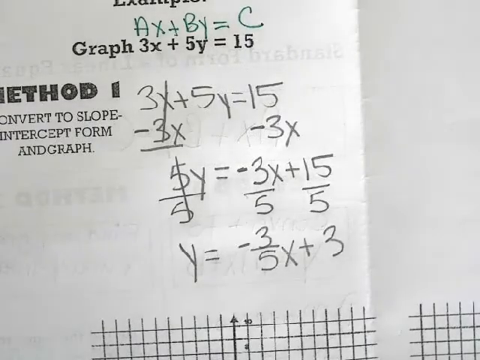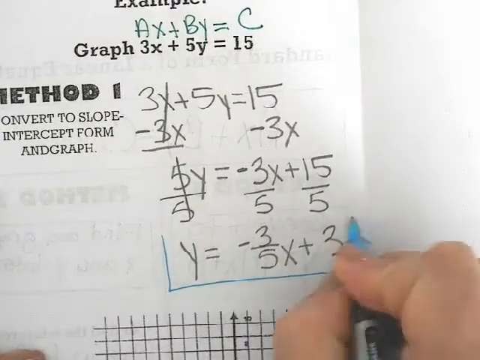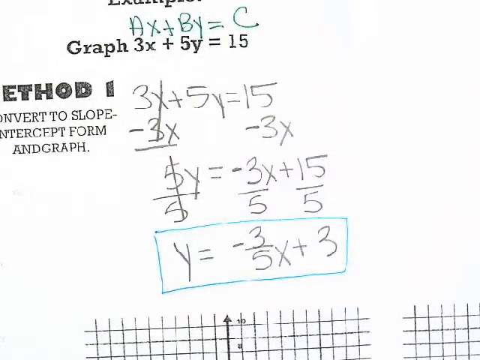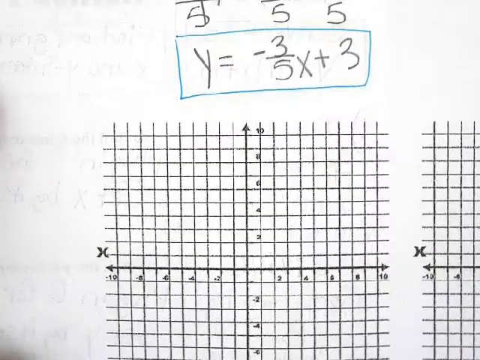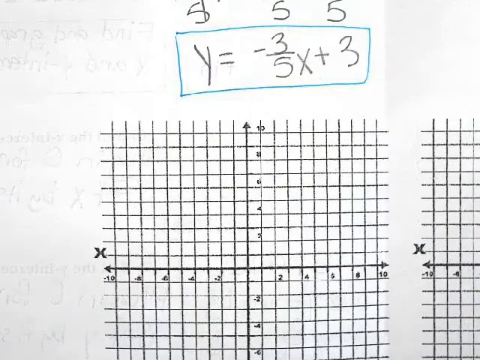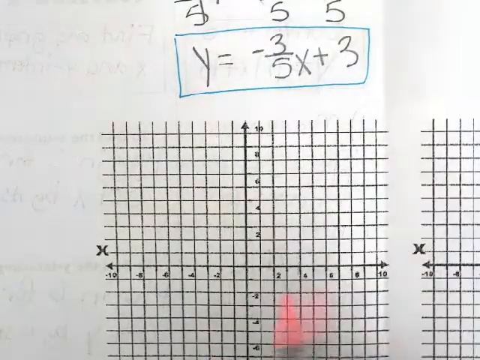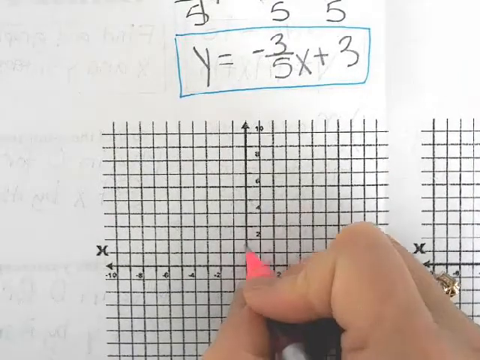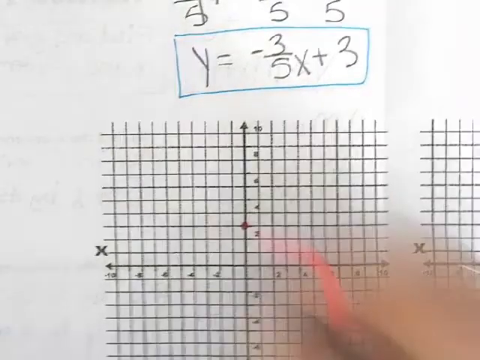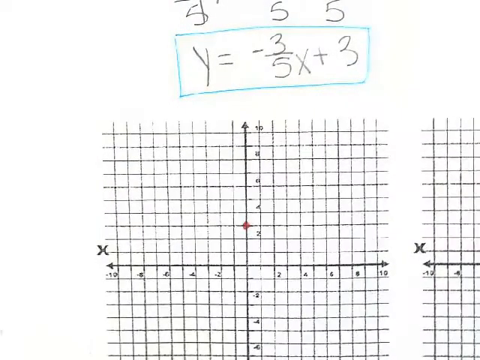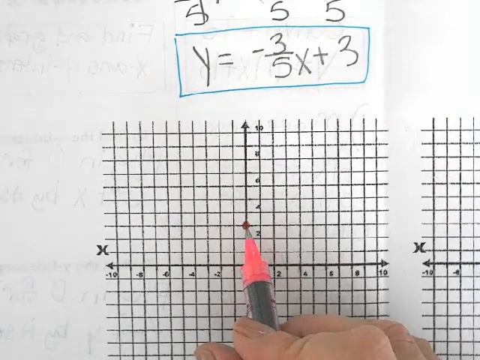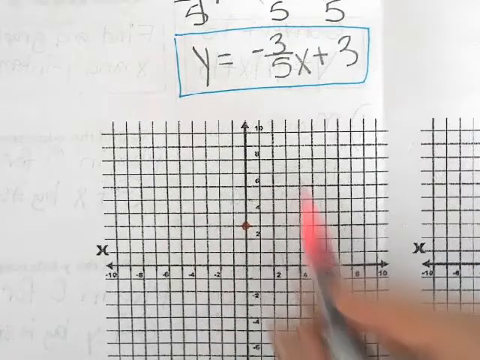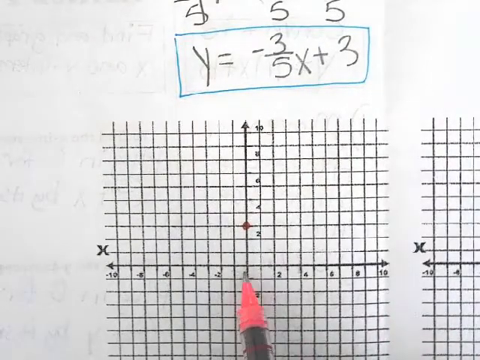So then, once I have it in slope-intercept form, whenever I'm graphing slope-intercept form, I always plot my y-intercept first. So my y-intercept is at 3. So I'm going to look at the grid down here and find 3, which the lines are kind of hard to read. So it looks like there's 1, 2, 3. So I'm just going to start at the origin and go up 1, 2, 3. The numbers are in between here, so I'm not even looking at the numbers. I'm just counting the lines.